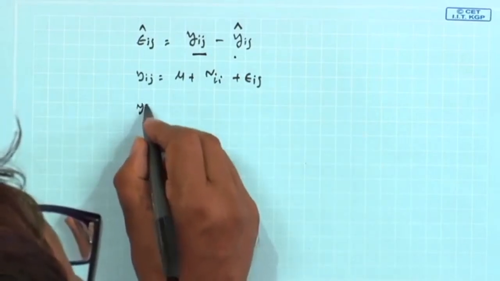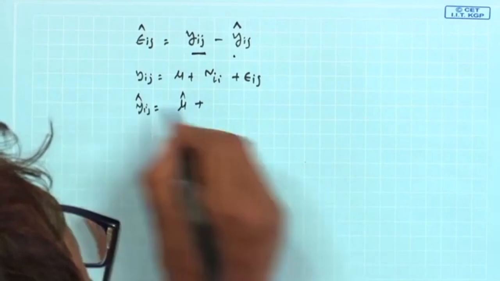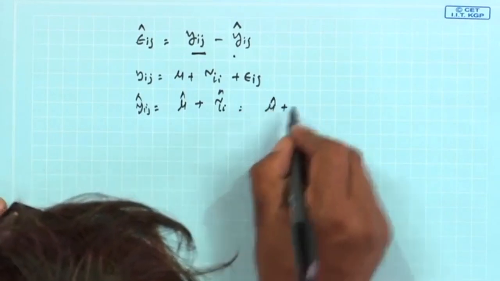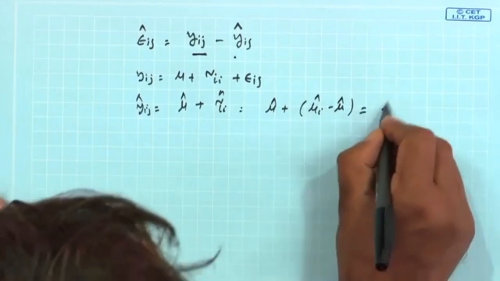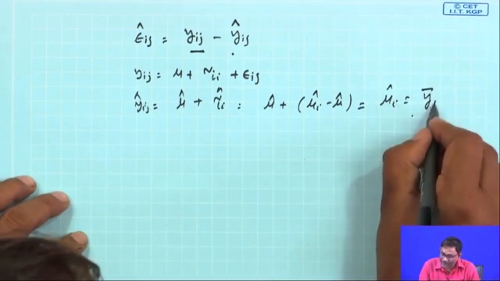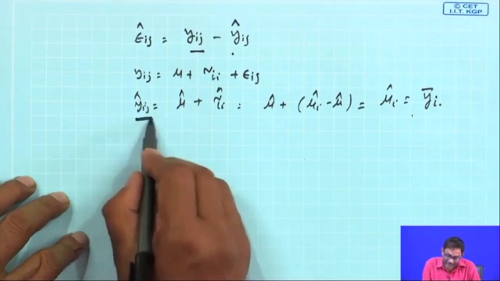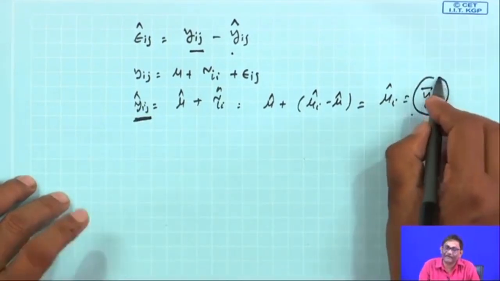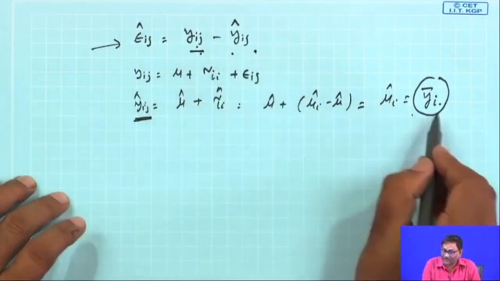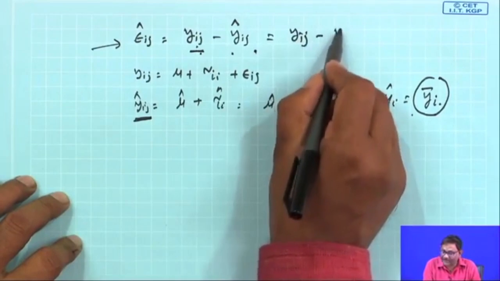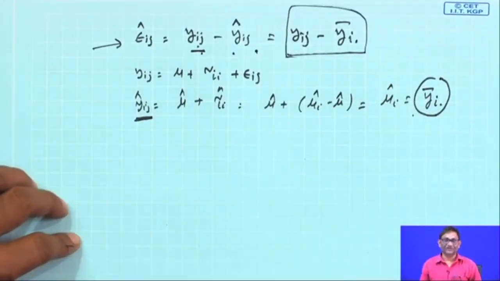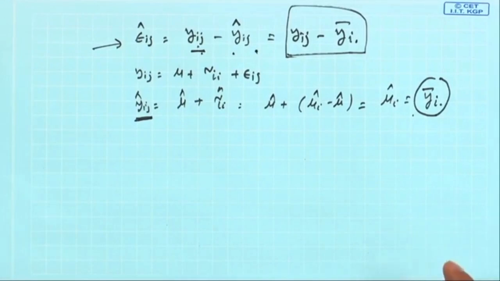Now, what will be Y_ij cap? This will be mu cap plus tau_i cap, which is mu_i cap, which is nothing but Y bar_i dot. So, that means the predicted value is the individual level average. Then the residual is the individual observation minus Y_i cap, that is Y_ij minus Y bar_i dot. So, this is the estimate of residuals. This is what is known as estimation.